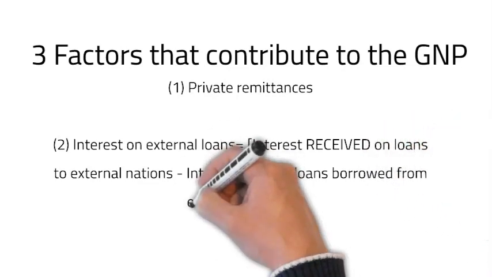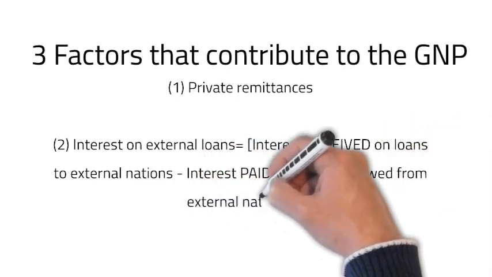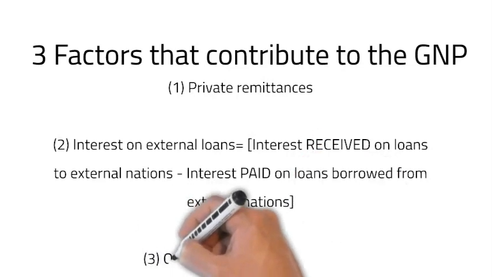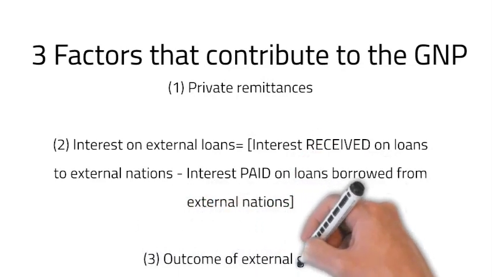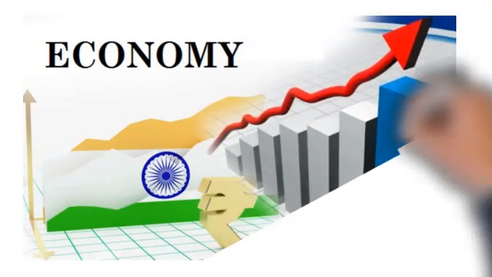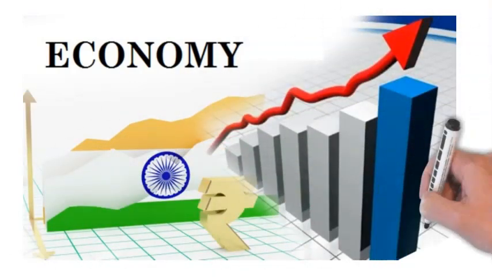And third, the outcome of external grants. So India's GNP would add grants that are received, while they would deduct grants that are given out. And over the years, as India's economy has grown, India has used the giving out of external grants as a diplomatic tool, and it now gives out more than it brings in.